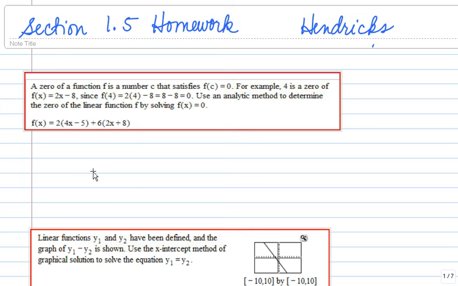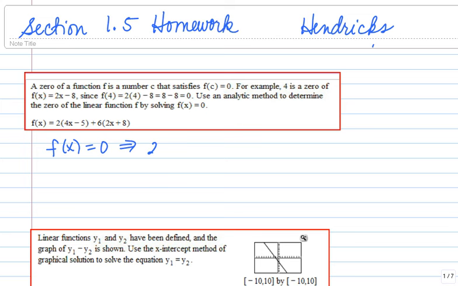The first one is: a 0 of a function f is a number c that satisfies f of c equal to 0. For example, 4 is a 0 of f of x equals 2x minus 8, since f of 4 is 2 times 4 minus 8, which is equal to 8 minus 8, or 0. We want to use an analytic method to determine the 0 of the linear function f by solving f of x equals 0. So this is just to find where f of x is equal to 0.